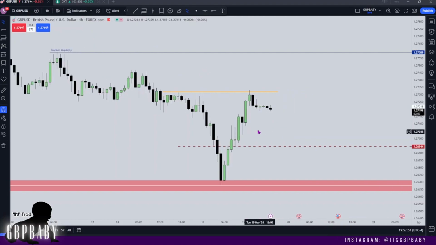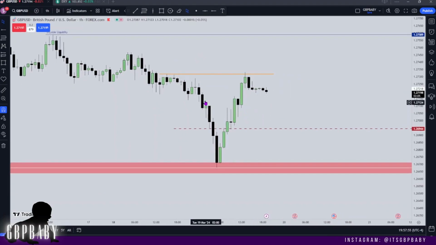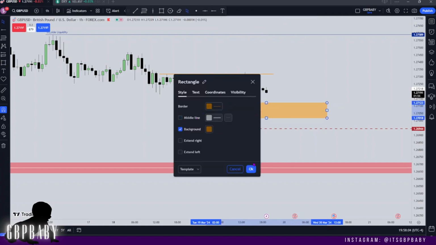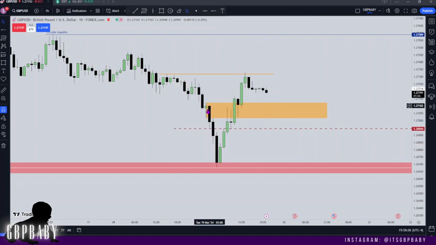So again, moving into the new day, we have a breaker here. This is the last up close candle before the down move. We can drag that out. I'm going to make this one orange, get rid of that middle line, and this should act as a breaker, because again we've got a low, high, lower low, and price has broken to the upside. So I want to see this range act as support.